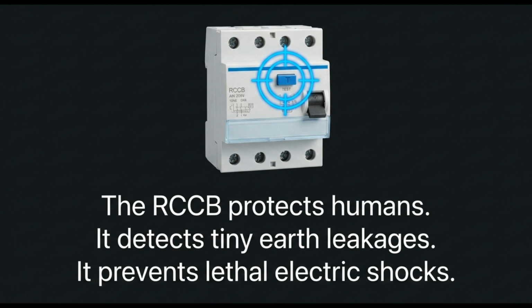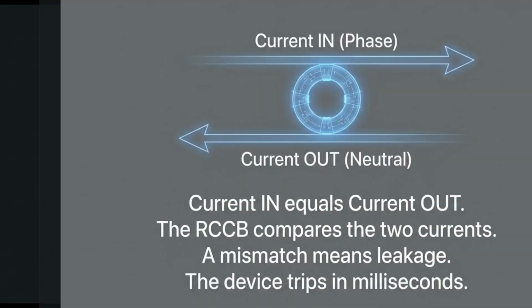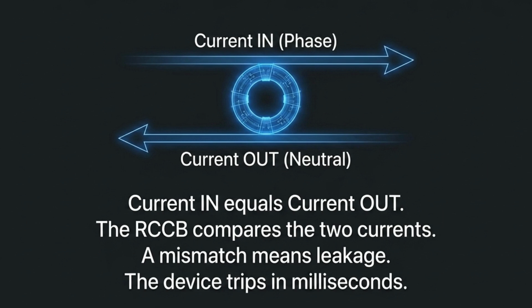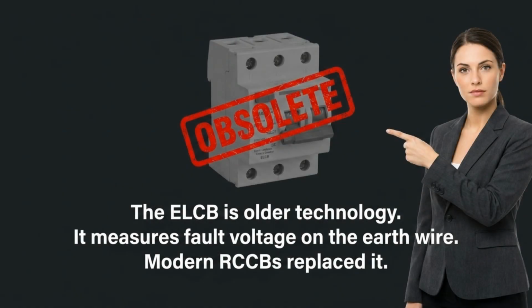It is specifically designed to protect humans by detecting tiny amounts of earth leakage, effectively preventing lethal shocks. The RCCB constantly monitors the current in the phase and neutral wires. If it detects even a slight mismatch between what goes in and what comes out, it identifies a leakage and trips in milliseconds. You might also see the ELCB, but this is older technology that measures voltage on the earth wire. It has largely been replaced by modern, more reliable RCCBs.